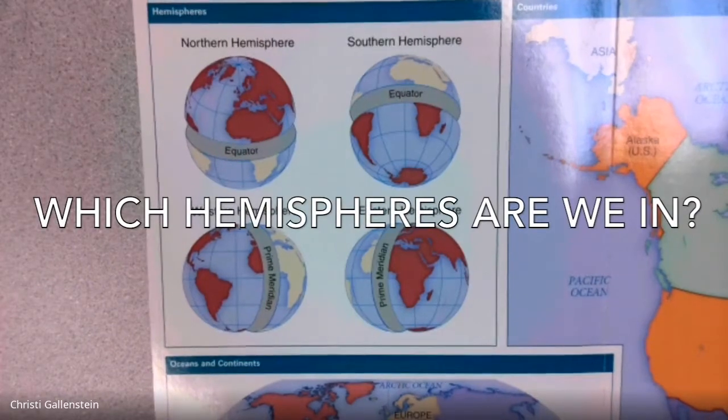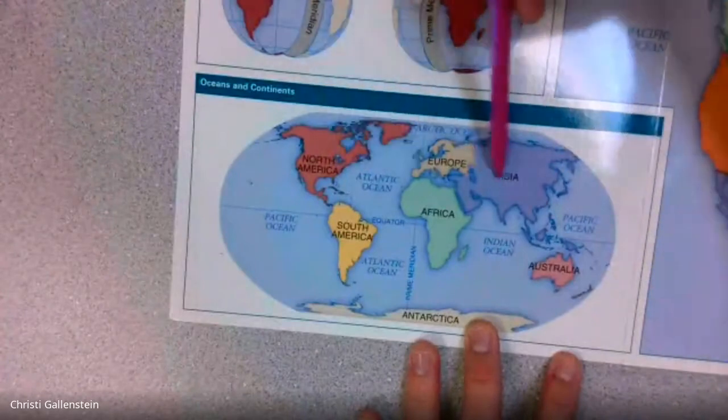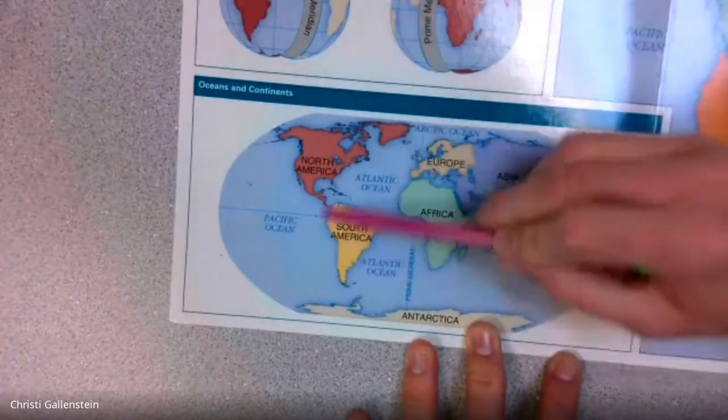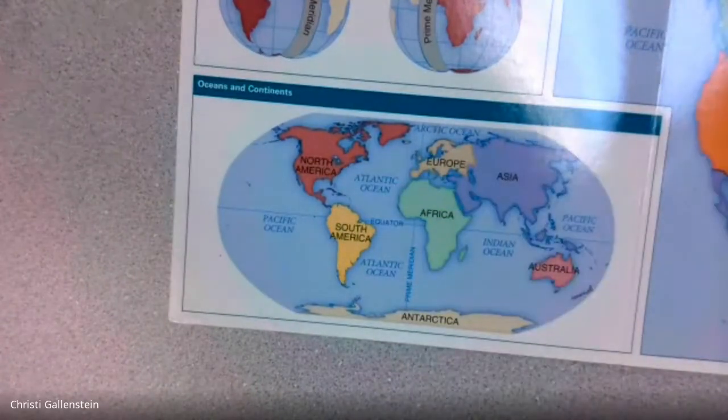Where do you live? You can see North America is in the northern hemisphere, while also being in the western hemisphere. See if you can describe some other locations based on their hemispheres. Good luck!